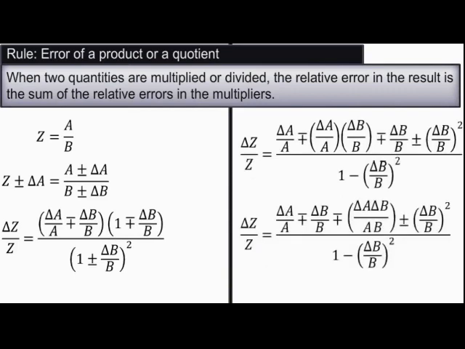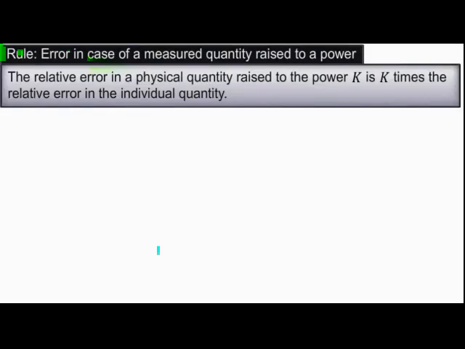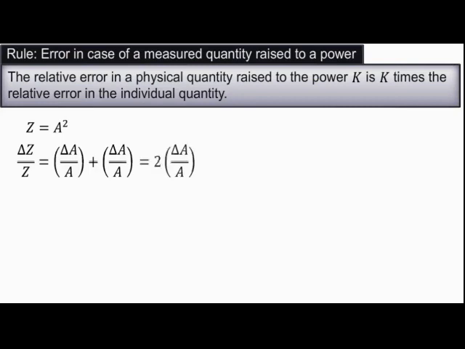The relative error in a physical quantity raised to the power k is k times the relative error in the individual quantity. If Z is equal to A squared, then delta Z by Z is equal to delta A by A plus delta A by A, which is equal to 2 into delta A by A. Hence, the relative error in A squared is twice the error in A.